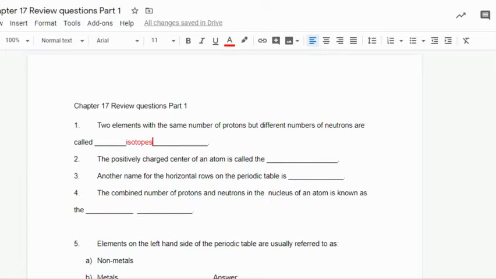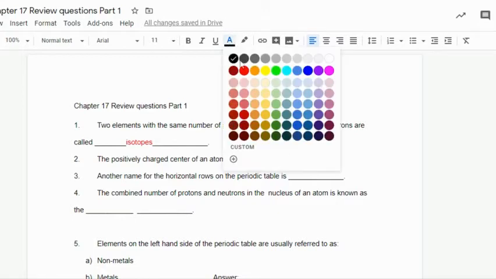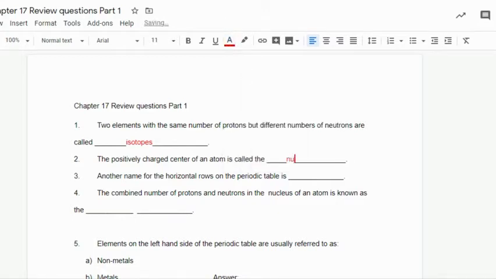The positively charged center of an atom is called the nucleus. Okay, the nucleus is the positively charged center of an atom. It contains the protons and the neutrons.